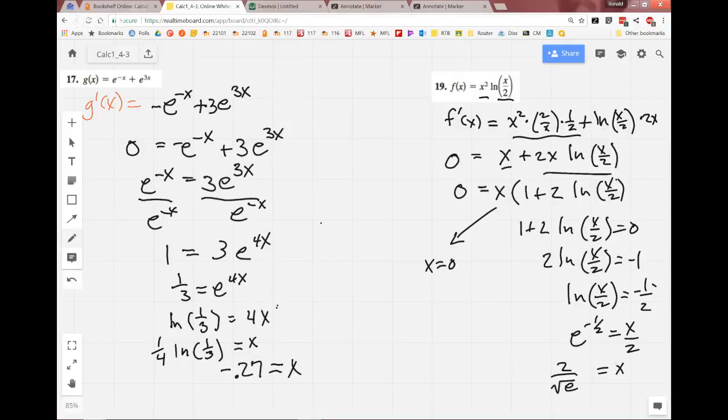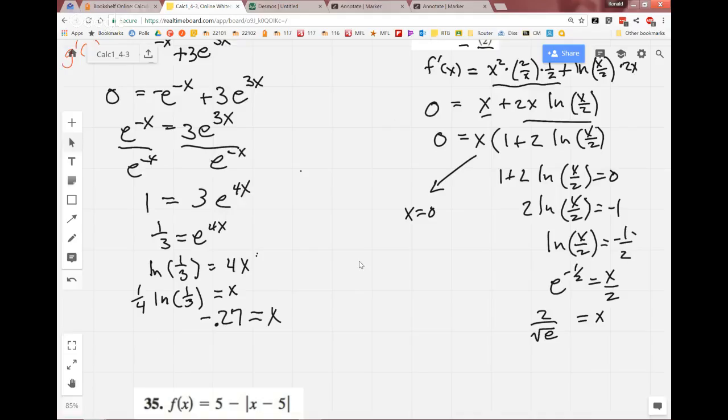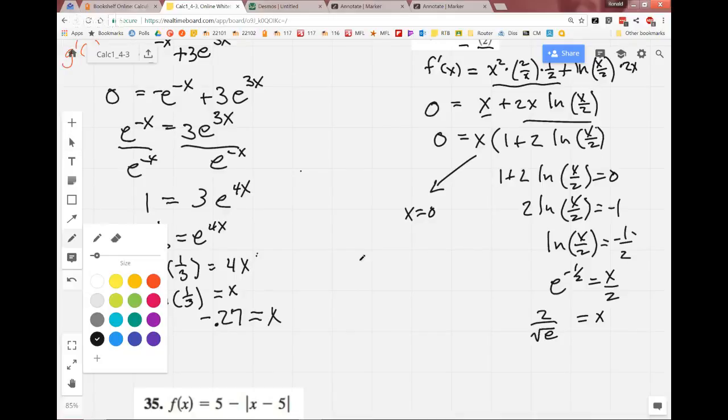So that's going to be a critical value too. Don't forget, we have this one up here. That's one, and here's another one, and in decimal form, this turns out to be 1.213. So now you just set up, you've got a fence point at 0, you've got one at 1.213, and now you do your test values.